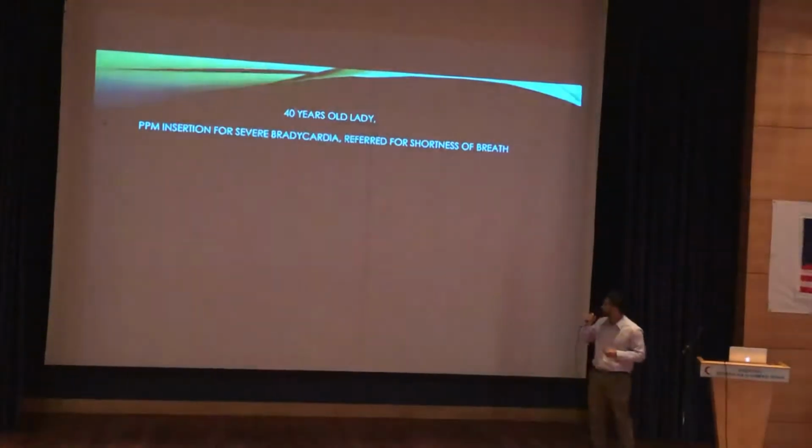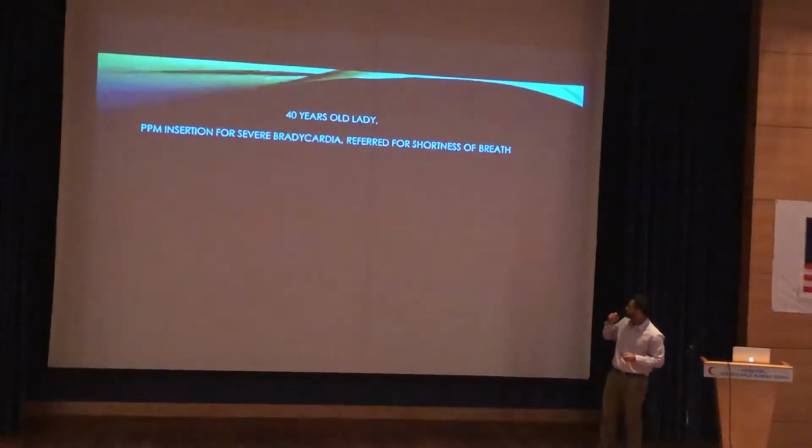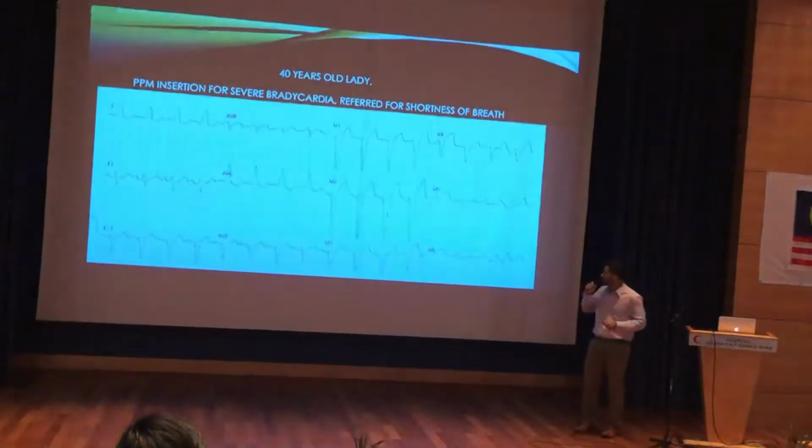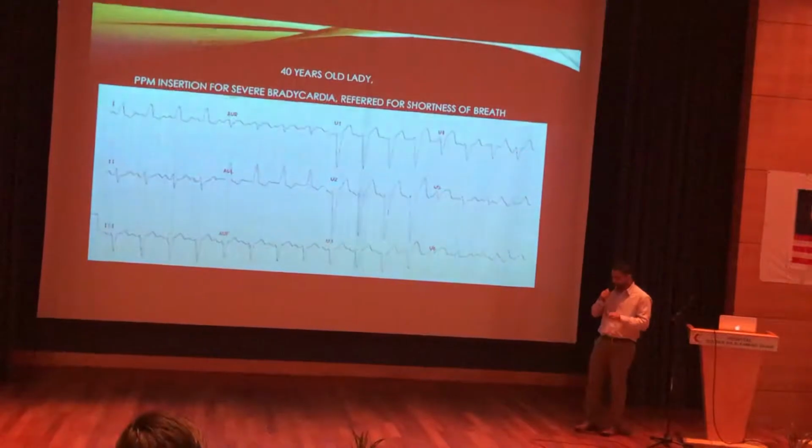Permanent pacemaker inserted for severe bradycardia about 4-5 years back, referred to us for sudden onset of shortness of breath. This is the ECG. What do you all see here?